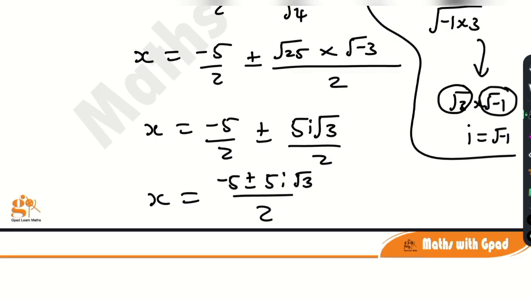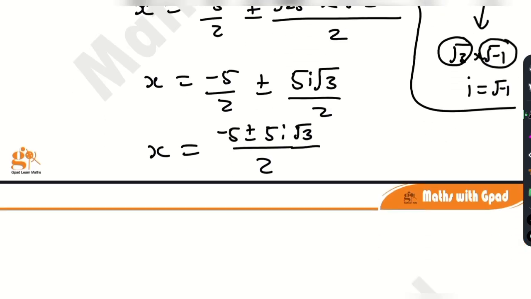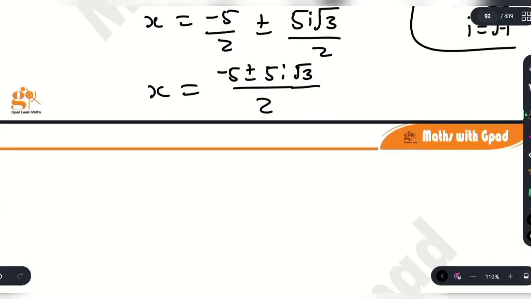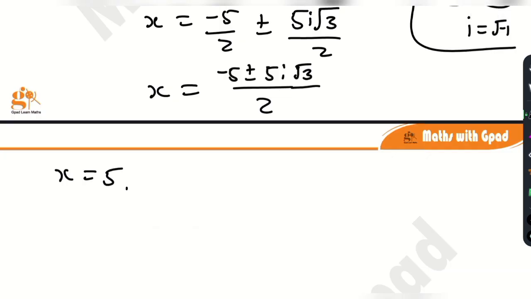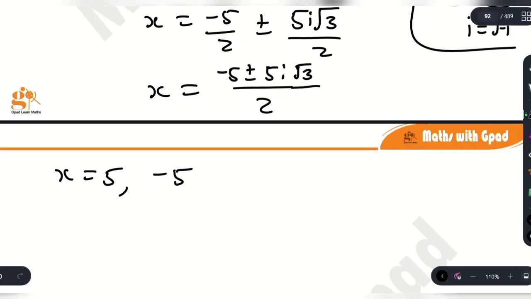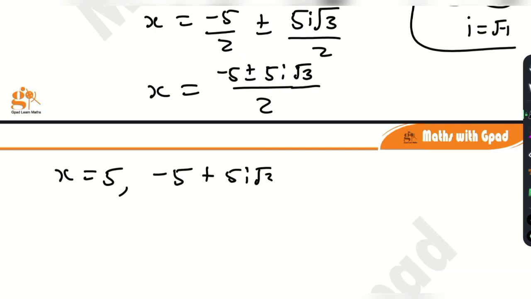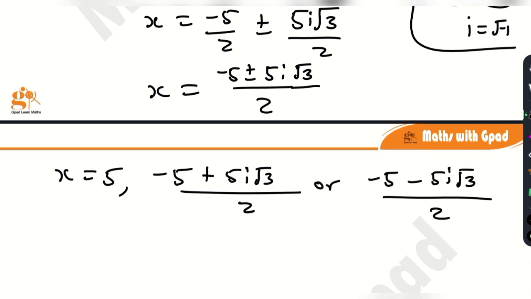You see that? And I'll put everything together by saying that x is equal to 5. That's the first value you got before. Then negative 5. This is plus or minus. So let me start with plus 5i root 3 over 2, or negative 5 minus 5i root 3 over 2. So these are the values of x. We have one real number and two imaginary numbers.